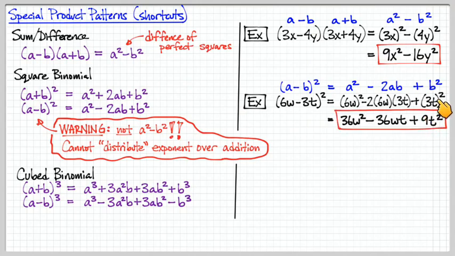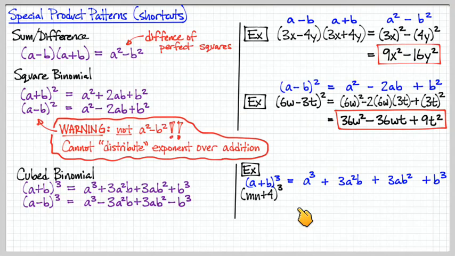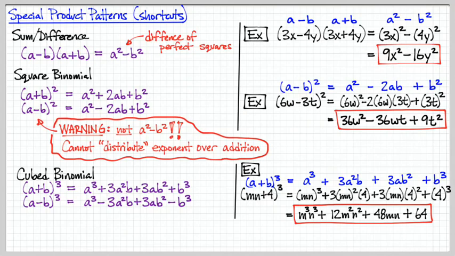You notice here, this squared term, 3t squared, is like 3t times 3t, which becomes 9t squared. And in this case, the 2 does distribute to each of these terms because it's exponentiation over multiplication. And in that sense, there is a distributive property going on. Last one, mn plus 4 to the third power. This is our cubed binomial, and we use this template here, plugging in our a and our b. This simplifies out to this. So very useful shortcuts to learn.